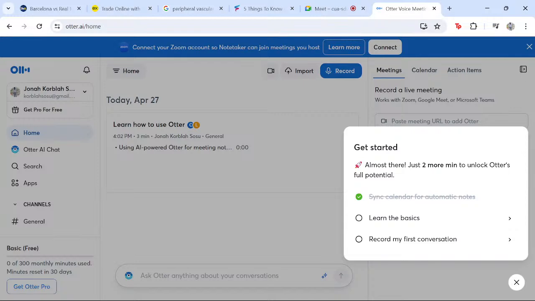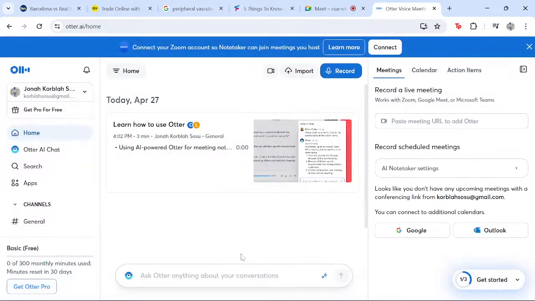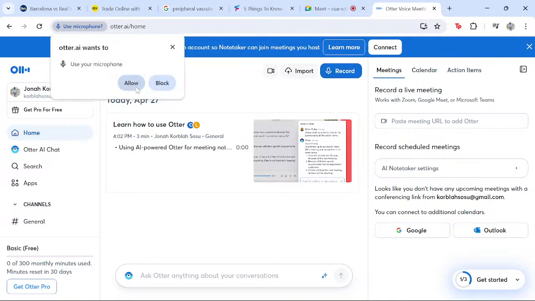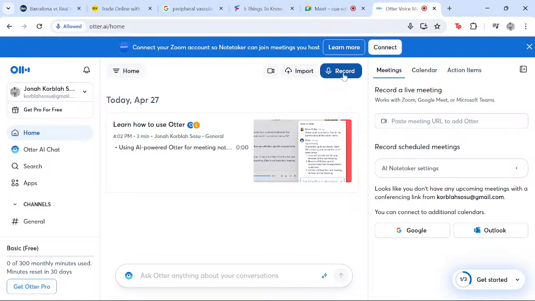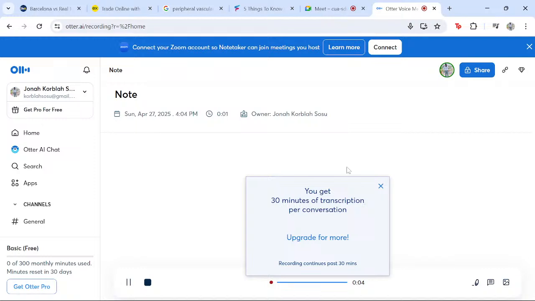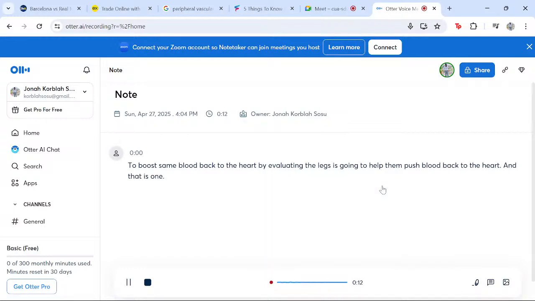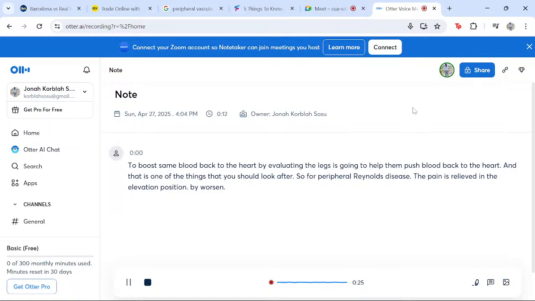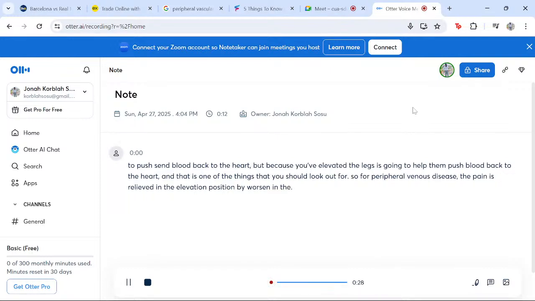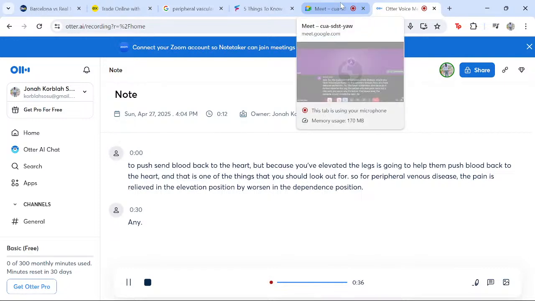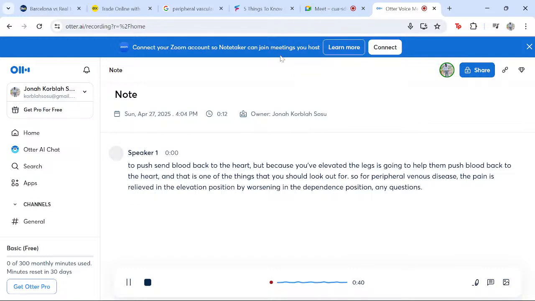However, if the patient elevates their leg, you are going to assist with venous return, because the veins are supposed to send blood back to the heart, but they are struggling. Because you've elevated the legs, it's going to help them push blood back to the heart. And that is one of the things that you should look out for. So for peripheral venous disease, the pain is relieved in the elevation position, but it's worsened in the dependent position. Any questions? So that is one of the things that can help you differentiate.